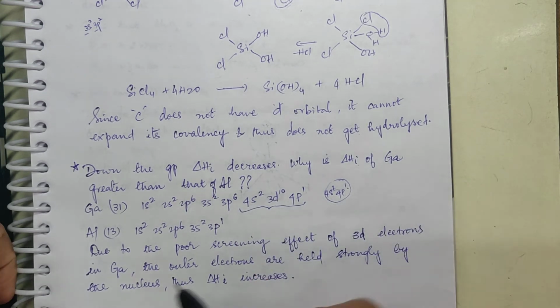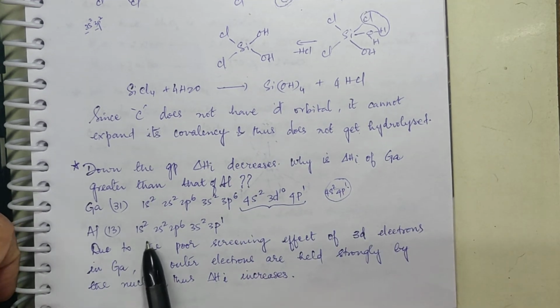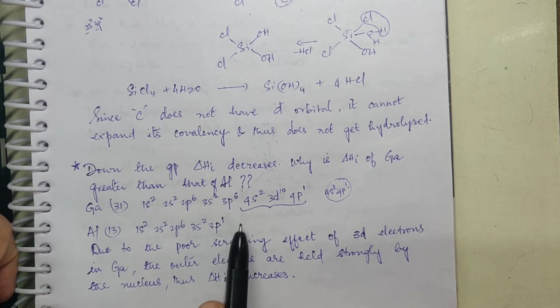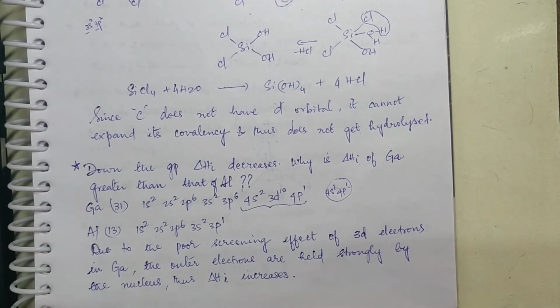and this 3d is along with the third shell. In the case of aluminium, you are having 1s2, 2s2, 2p6, 3s2, 3p1. There is no 4s. 3d is there but it is not filled, it is vacant.